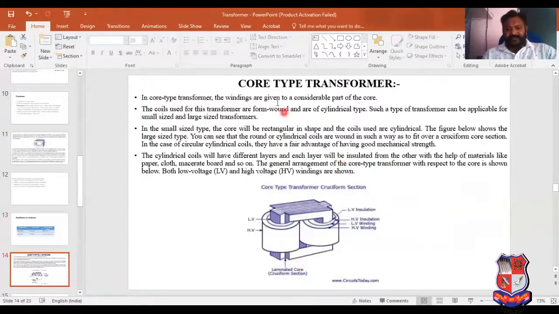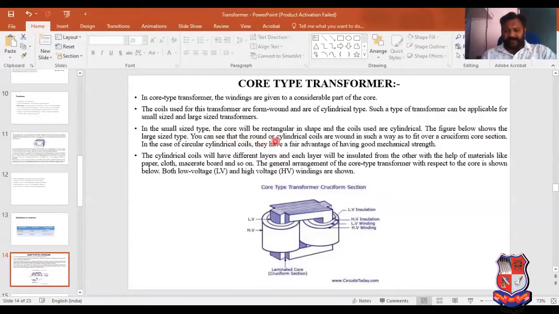Then let's start with core type transformer, as shown in the figure. In core type transformer, two windings are mounted on the core. That is the main point in it. The coils used for this transformer are former wound and of cylindrical type. Such a type of transformer can be applicable for small size and large size transformers. In small size transformers, the core will be rectangular in shape and the coils used are cylindrical. The figure below shows the large size type.